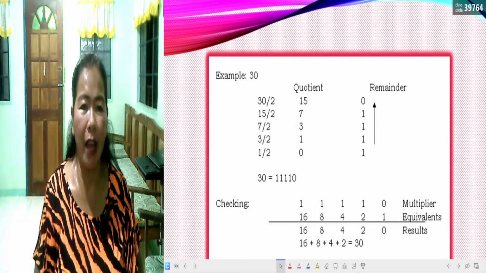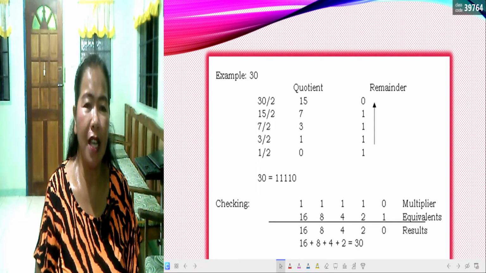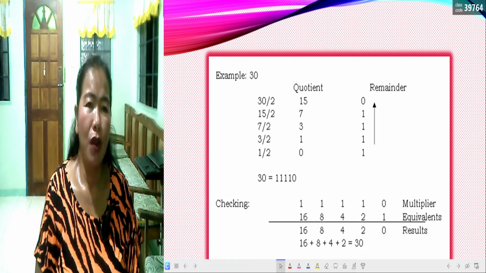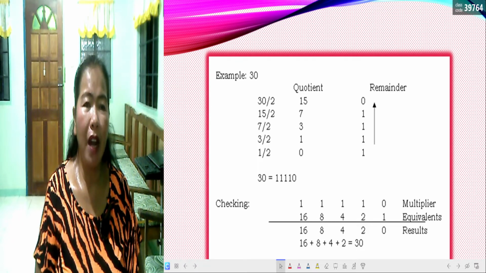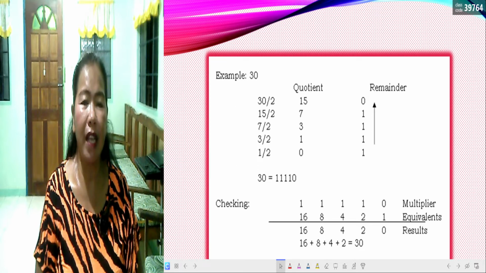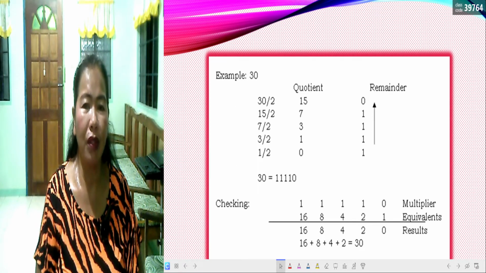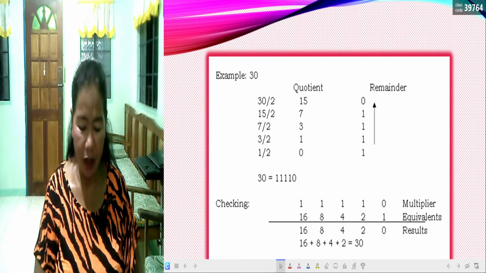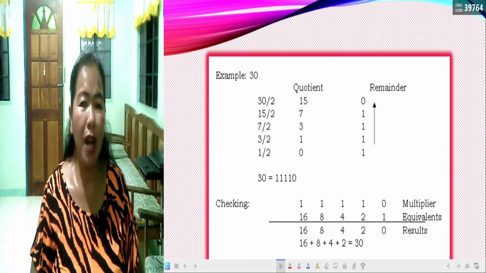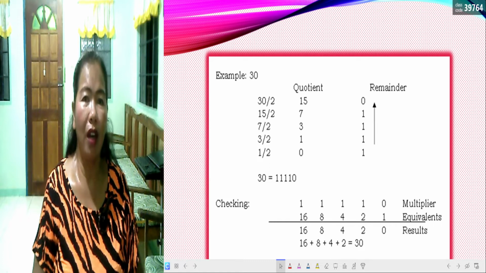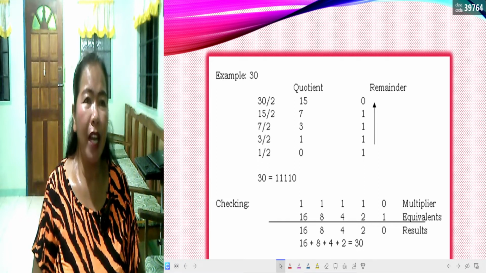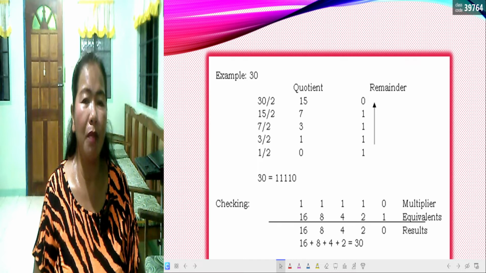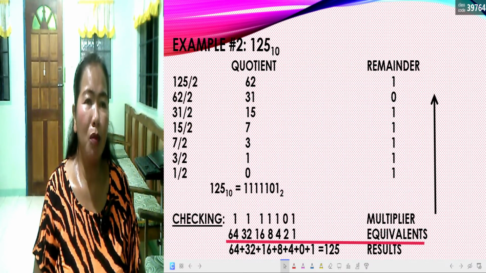Then add all of them. So you need to add 16 plus 8 plus 4 plus 2, and that results to 30. So meaning binary digits 11110 is really equal to 30 in decimal. So that is just a reverse process in order to check your work. So let us take into consideration another example. We have here 125 in decimal.